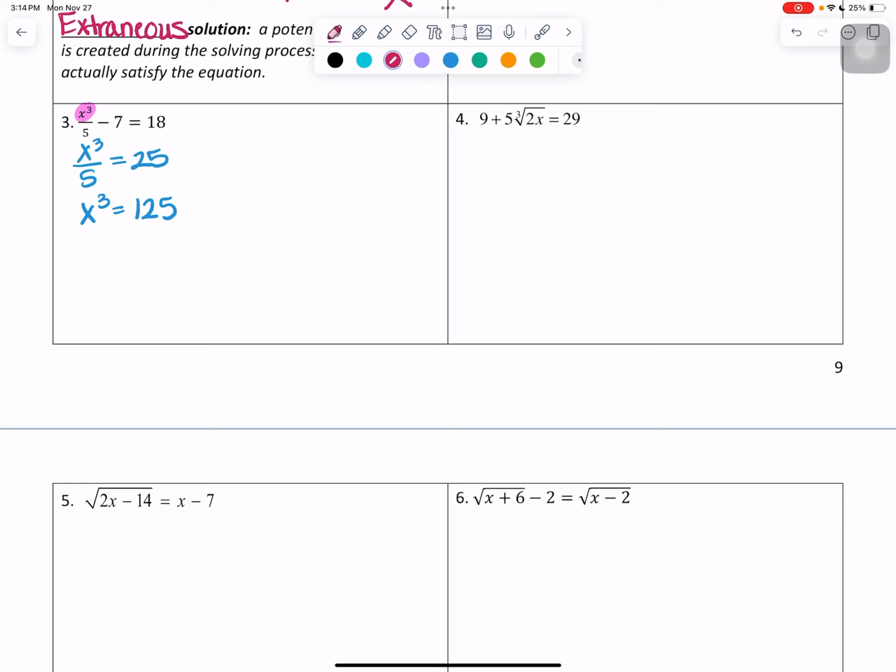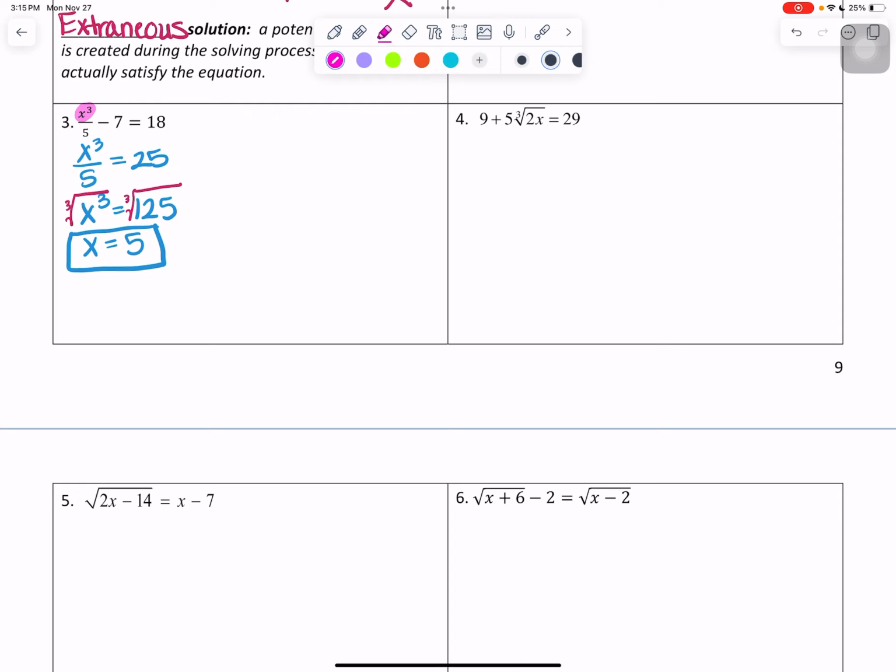Now we can get rid of the power. Well, remember, if it's a third power, it has a third root as its inverse, okay? So I'm taking the third root of both sides. So I get x equals 5. Okay? If you plug it in, 5 cubed is 125, divided by 5 is 25, minus 7 is 18. So this does work. All right, so that was just kind of showing you inverse. So if you have a power, you do the root to get rid of it. Now all these other ones, we have the root. We're going to take it to the power to get rid of it.